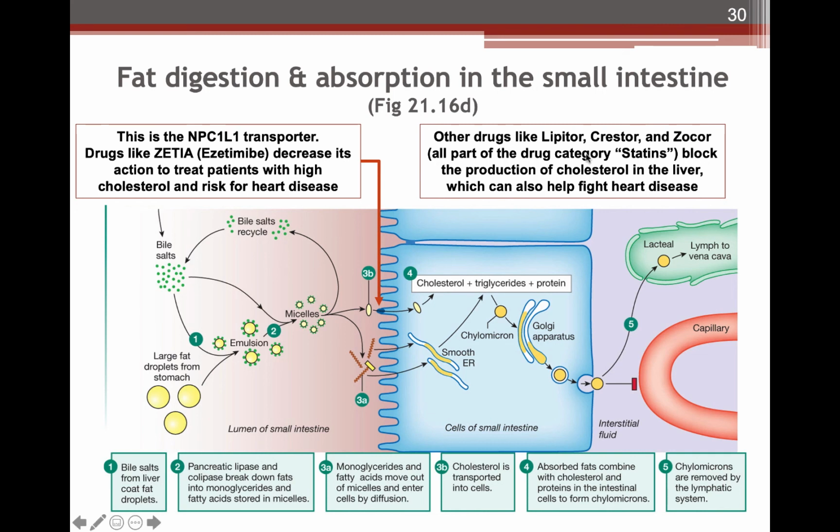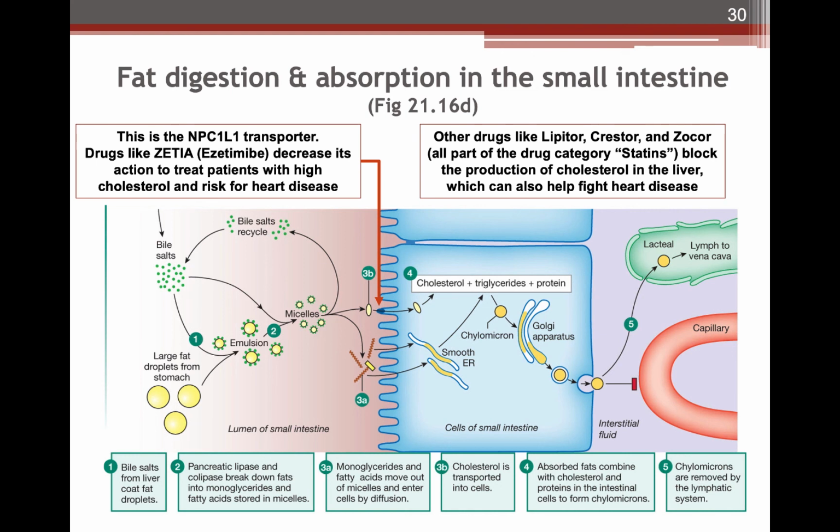But they're part of a different category of drugs called statins. They don't work here. They block the production of cholesterol in the liver. So they block your body's natural production of cholesterol, which can also help people to fight heart disease. Like I said, you're hopefully going to go off to a very fruitful career, and you're going to see a lot of people with cardiovascular disease and cholesterol issues. So I at least want to teach you about the two mechanisms by which drugs can help to fight high cholesterol in human beings. So there you go.